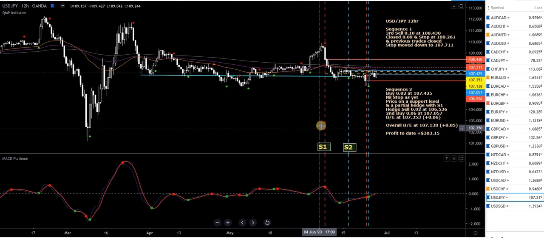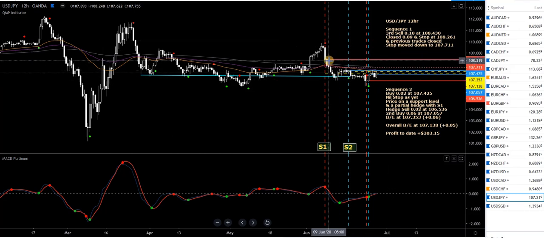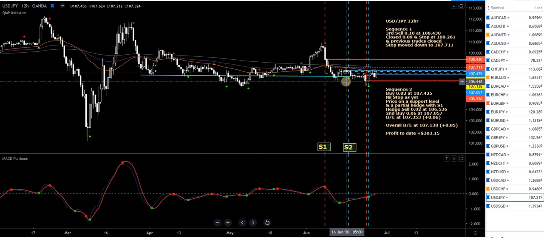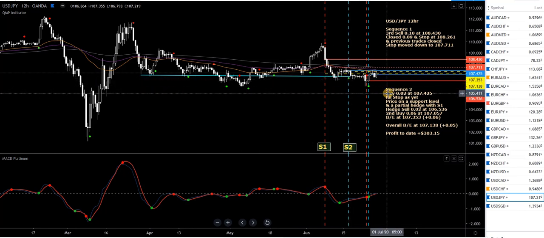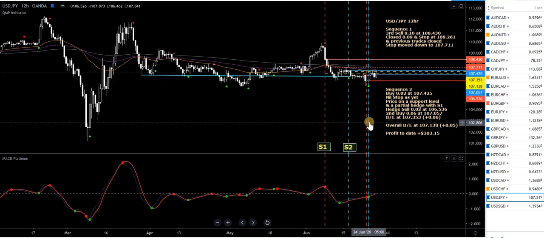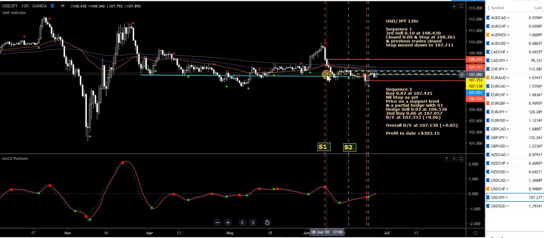All right, what do we got here? Sequence 1 was a sell, which is up here, stop and play. So that's sweet. That's a standalone. Sequence 2 commenced here, was a buy, followed by a hedge sell, followed by a second buy. So we've got an overall break even and a break even for sequence 2.